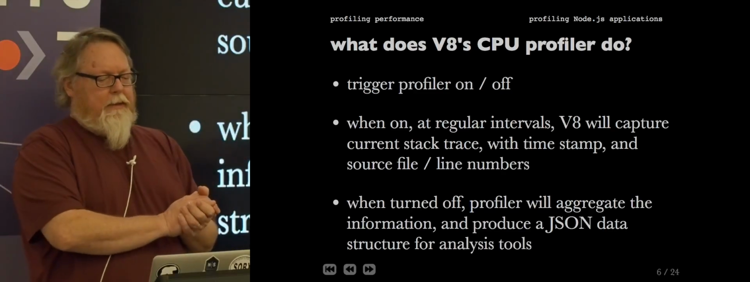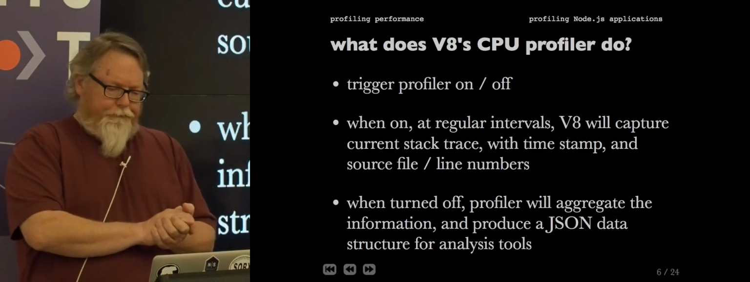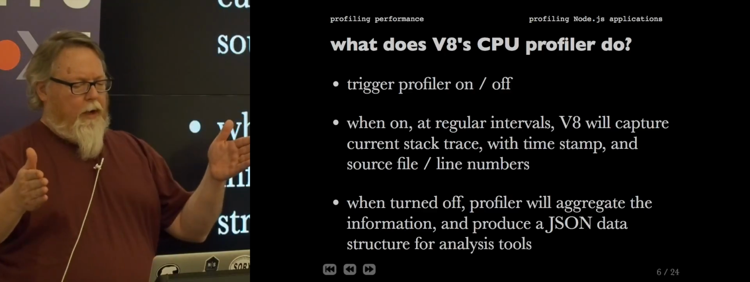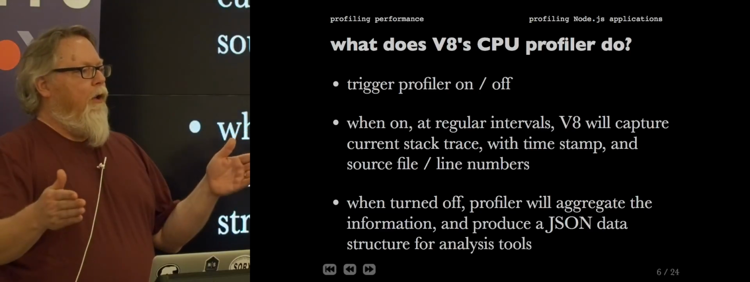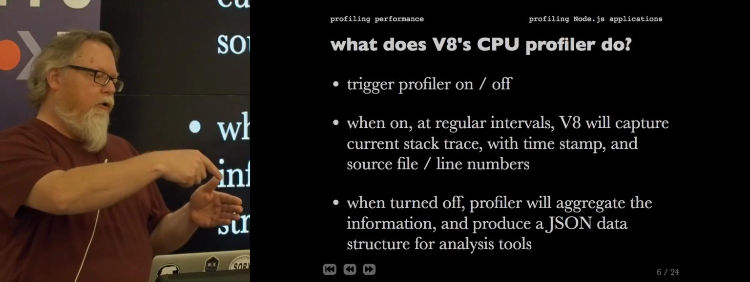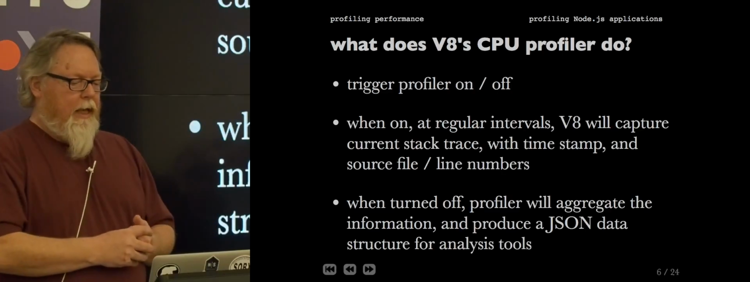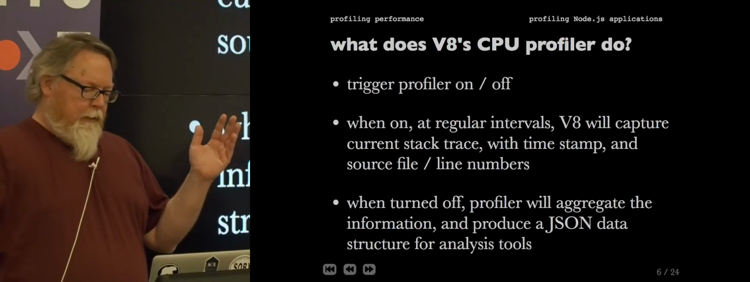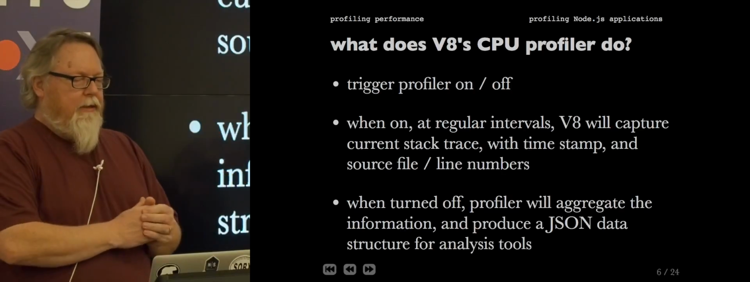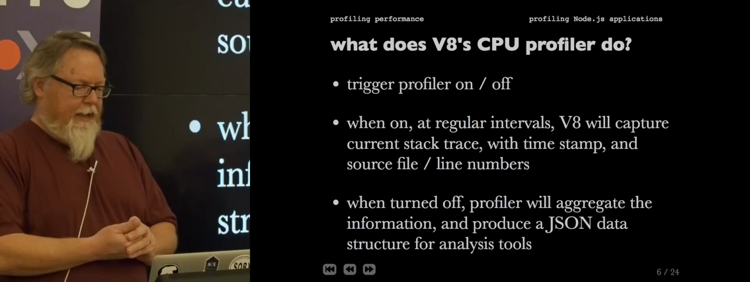Okay, so profiling performance. You do this with the V8 CPU profiler. So how does it work? Well, you trigger it on and off, and while it's on, it's going to sample your code. It's constantly checking, at a sub-millisecond level, where your code is actually running in terms of what function it's in, essentially what line number it's on, stuff like that. So it's collecting all this data, and when you turn it off, it aggregates all that data into a nice JSON data structure that you can use a tool to show you all kinds of graphs and charts with.